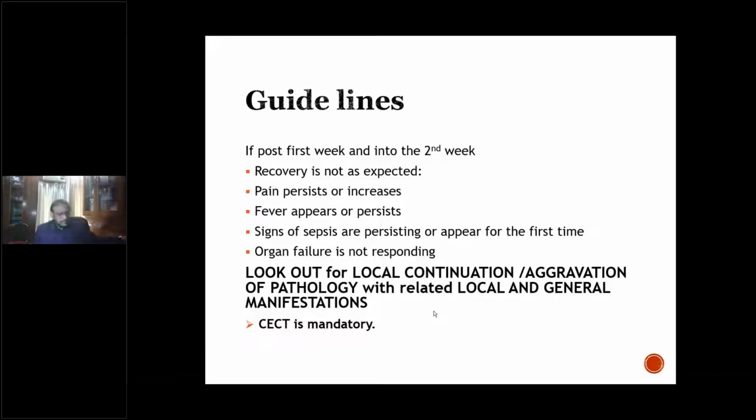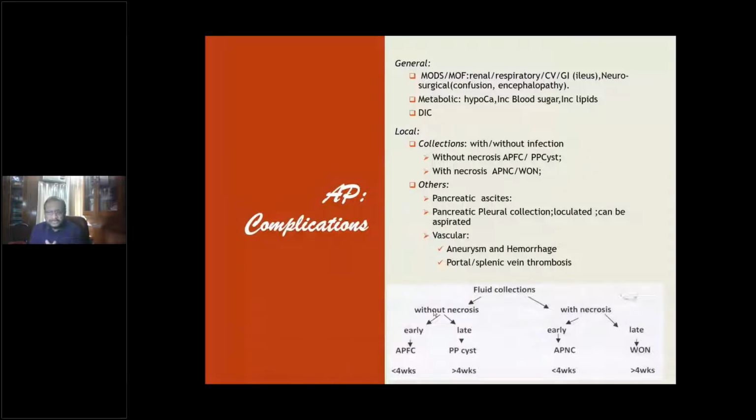Now, the complications of acute pancreatitis can safely be divided into general complications and local complications. Among the general complications, you have multiple organ dysfunction syndrome or multiple organ failure, which can include renal, respiratory, cardiovascular, and GI in the form of IAS. You can have a neurological complication in the form of confusion and encephalopathy. You can have metabolic complications in the form of hypocalcemia, increased blood sugar, increased lipids, or you can have disseminated intravascular coagulation syndrome.